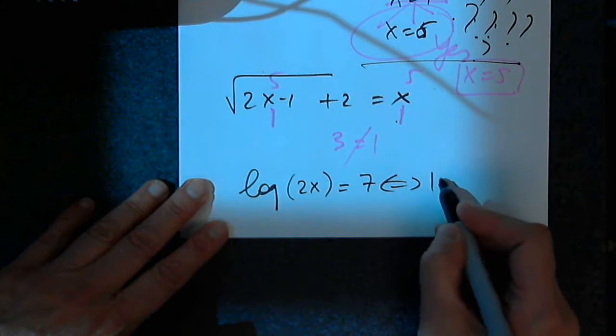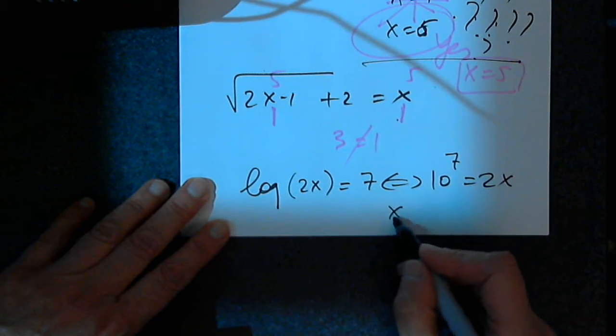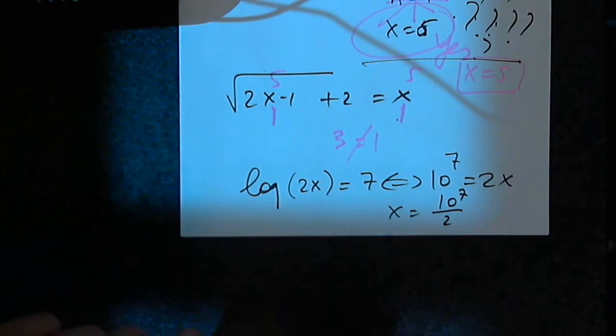Very good. 10 to the 7th equals 2x, so x equals 10 to the 7th over 2. Excellent.